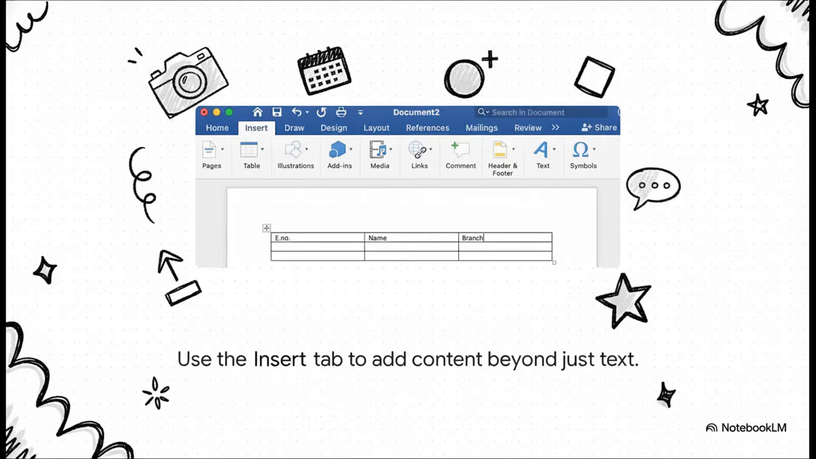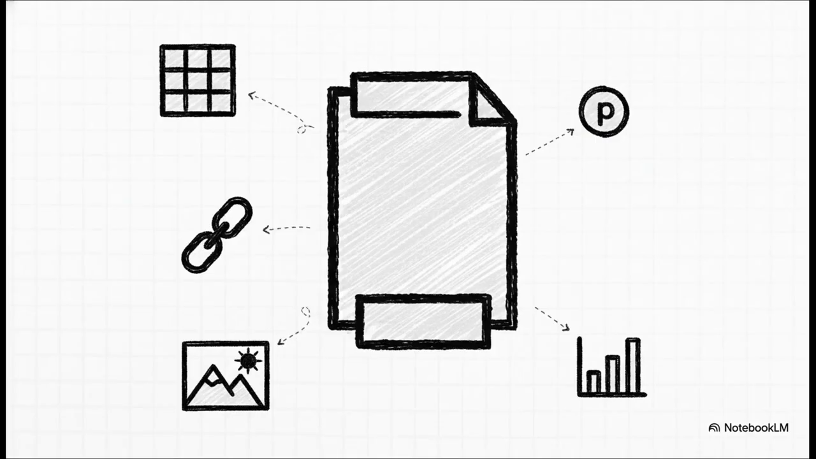Okay, moving one tab over, we land on the Insert tab. And yeah, the name pretty much says it all. This is where you go when you want to add stuff to your document that isn't just plain old text. This is where you really start to bring your document to life. You can pop in tables to get your data organized, drop in images or shapes to make a point visually, add clickable hyperlinks, and even build charts to show off your numbers. Oh, and this is also where you'll find things like headers, footers, and page numbers.